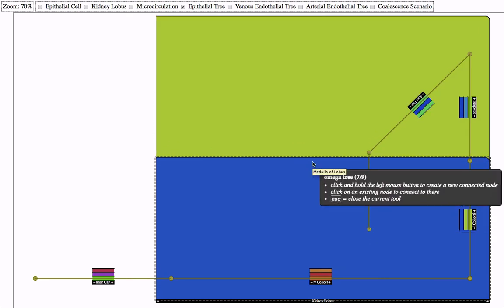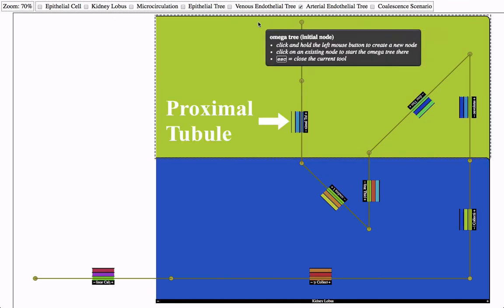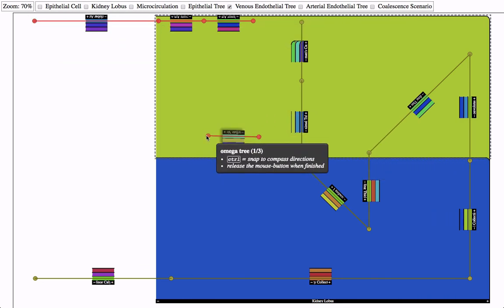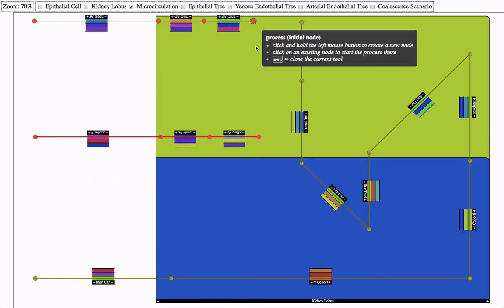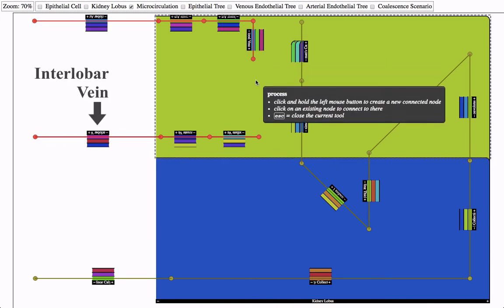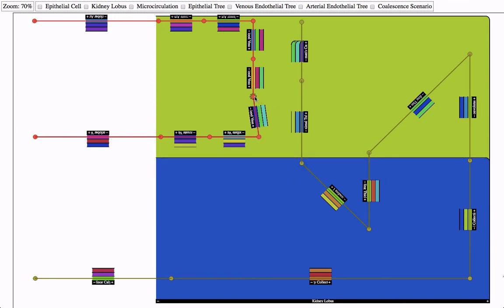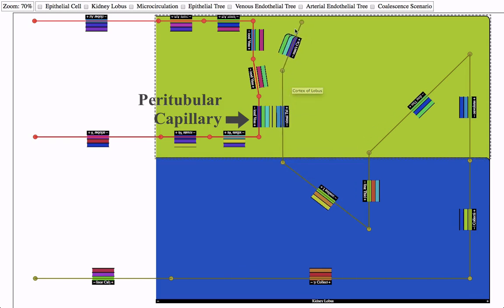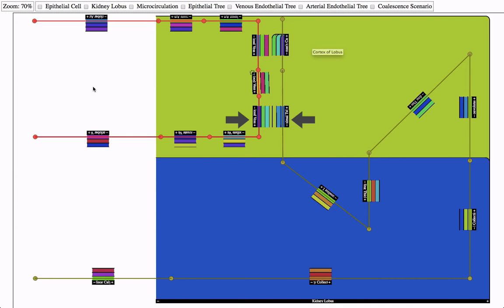We see here the assembly of conveying conduit tubes, making up the loop of Henle, the proximal tubule, and Bowman's capsule. Now, we lay down portions of the arterial vascular tree, ending with the interlobar artery, and now to the venous tree, stellate vein to interlobar vein. The leaves of the arterial and venous trees are then bridged by the glomerular capillary, efferent artery, and cortical peritubular capillary.